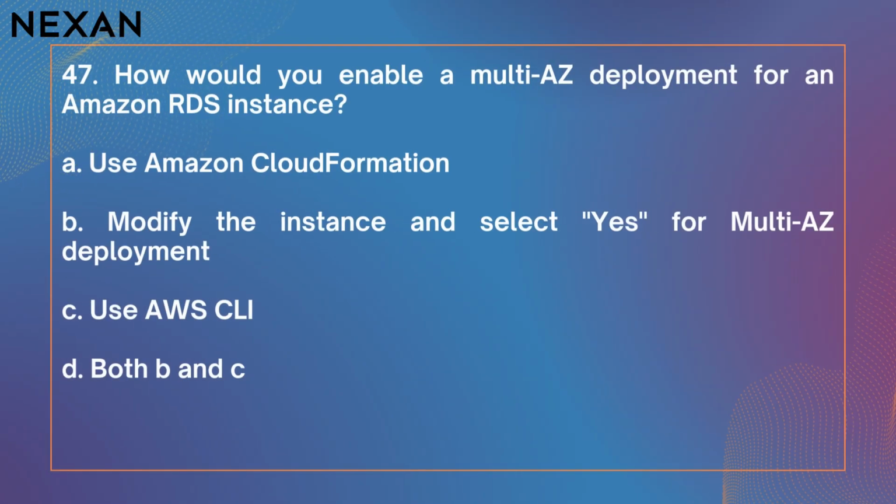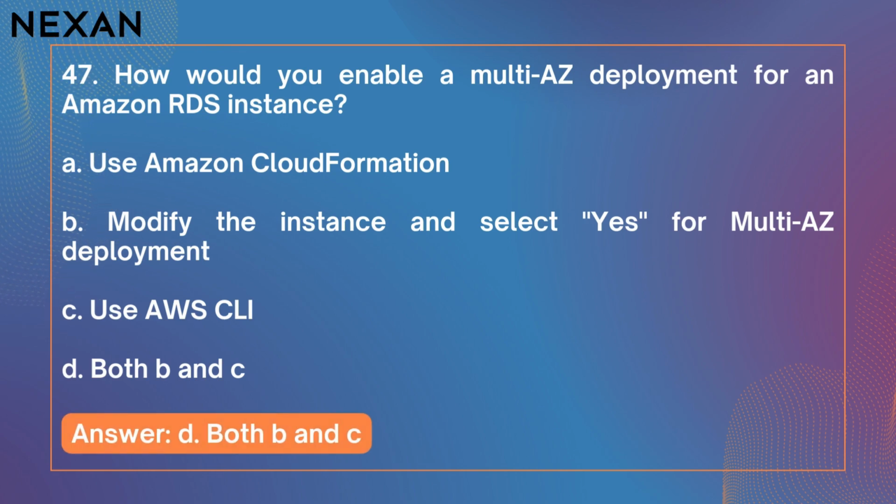47. How would you enable a multi-AZ deployment for an Amazon RDS instance? A. Use Amazon CloudFormation. B. Modify the instance and select Yes for multi-AZ deployment. C. Use AWS CLI. D. Both B and C. Answer: D. Both B and C.